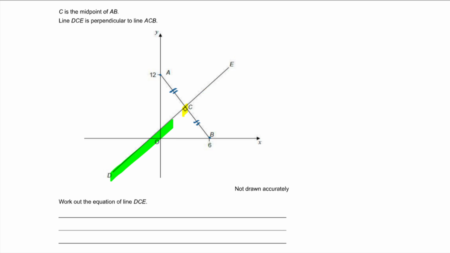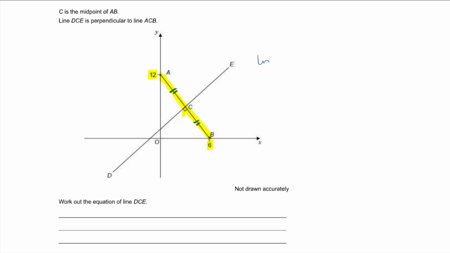Okay. Right, so what do I know? Or what can I find out? Now, I don't know much about DCE at the moment, but I do know a fair old bit about this line because I've got these 2 points here and here. Okay. And because I've got those 2 points, I can work out the gradient of that line. So if I work out the gradient of that line, then I can find the gradient of the other one using the same relationship we used earlier. Okay, so let's do the gradient of AB first.